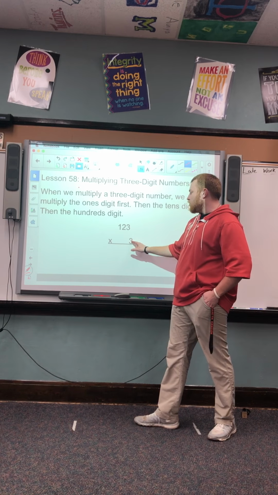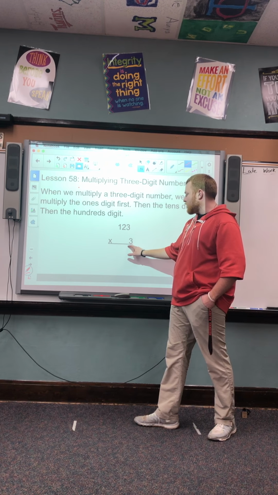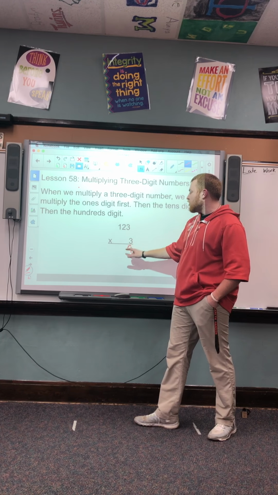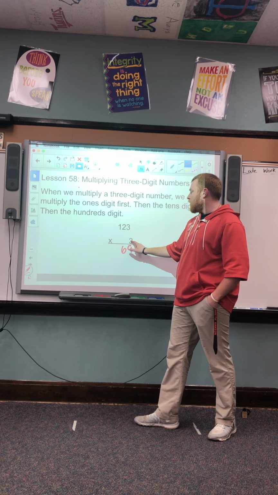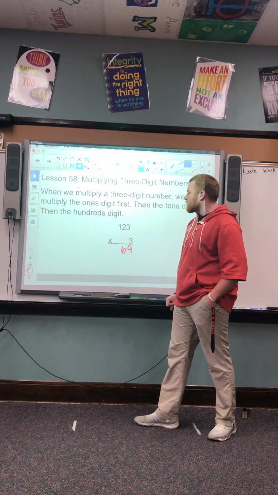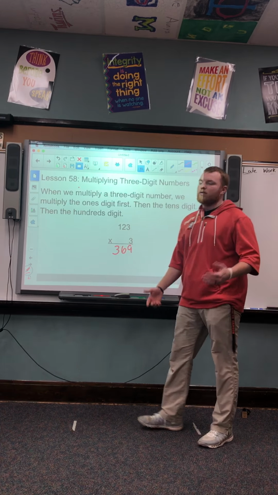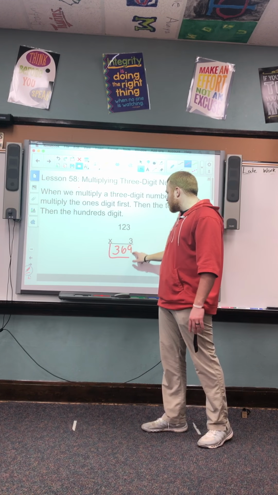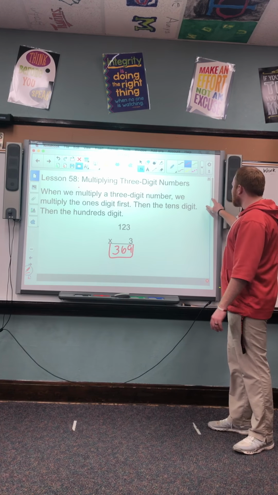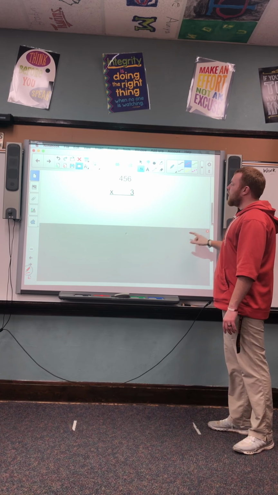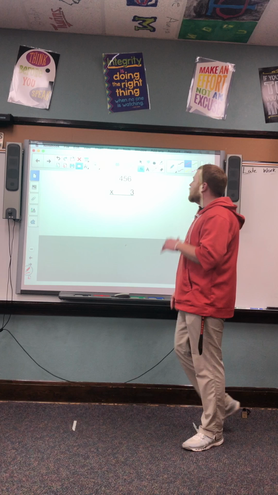Okay, so what we do with the bottom number, we multiply 3 times 3 first, which is 9. And then that's the ones place. Then we go to the tens place. 3 times 2 is 6. Then that's the tens place. Now we go to the hundreds. 3 times 1 is 3. So our answer would be 369. Okay, kind of a quick lesson for you guys today. Little review on how to properly multiply the correct way.